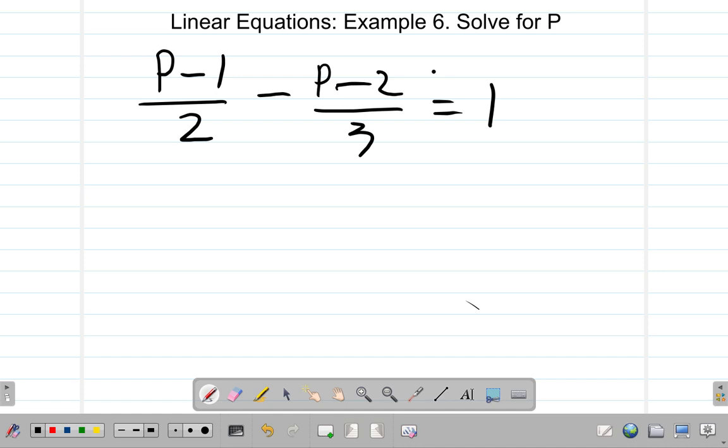Alright, you paused the video. You solved for P. What did you get? Let's go through it and see. Alright, let's go through it together. Now, we have P minus 1 divided by 2 minus P minus 2 divided by 3.